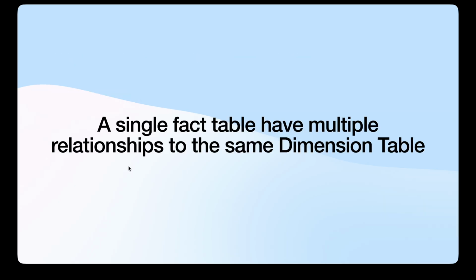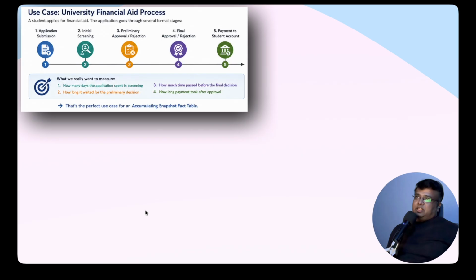Another important idea introduced here, something that we have not really seen before, is a single fact table having multiple relationships to the same dimensional table. Until now, most examples were simply one-to-one relationships: one student, one employee, one date, etc. But accumulating snapshot fact tables are more complex. A single row may reference the same dimension multiple times. We'll see exactly why that happens in a moment. But let us use, for now, the university financial aid process as an example.